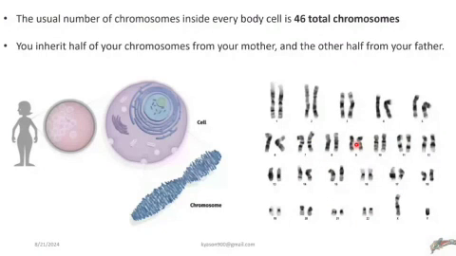Every cell of your body has a total of 46 chromosomes. If you talk about pairs, the pairs are 23. If you count from 1 to 23, you can see there are 23 pairs of chromosomes in every cell of your body. The 23rd pair is known as the sex chromosome pair because it determines your sex, your gender.